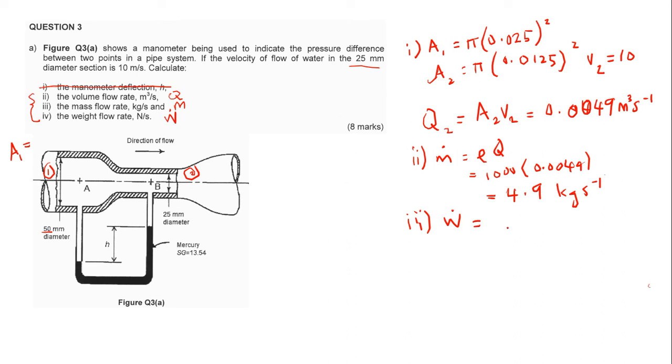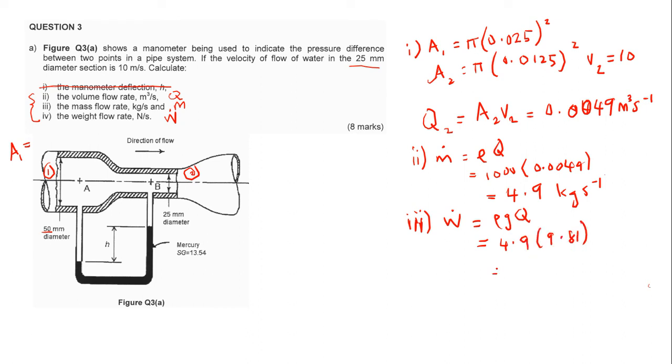What do you do? What is the weight flow rate? Rho G A V, rho G Q. Rho G Q is fine. There is Q, A V is also fine, but it is the same. Okay, just multiplication of this with G, right? 4.9 times G. Okay, 4.9 times 9.81.